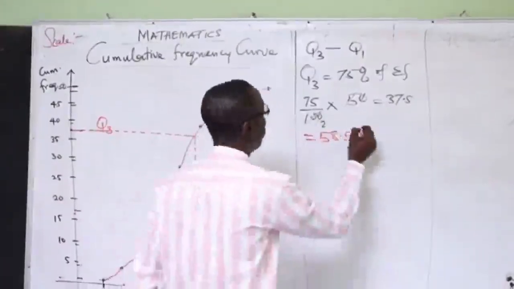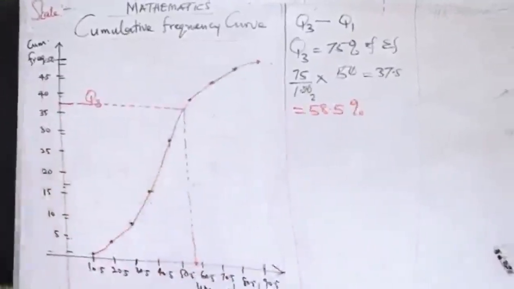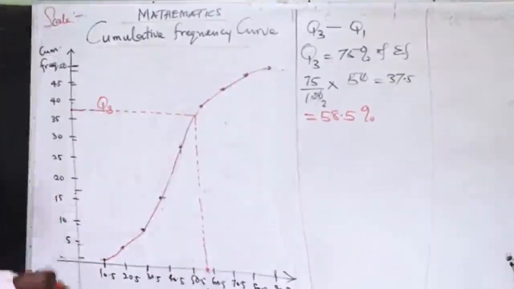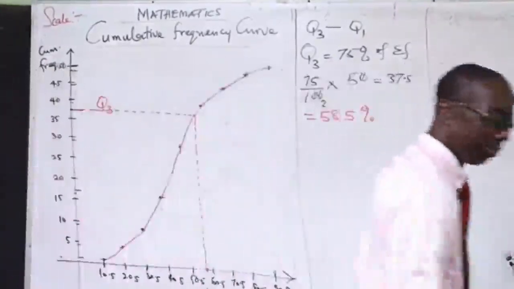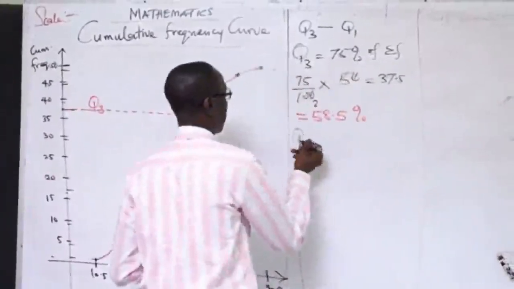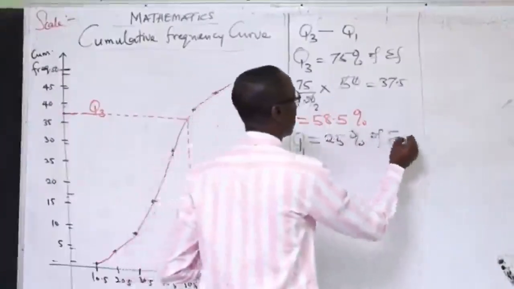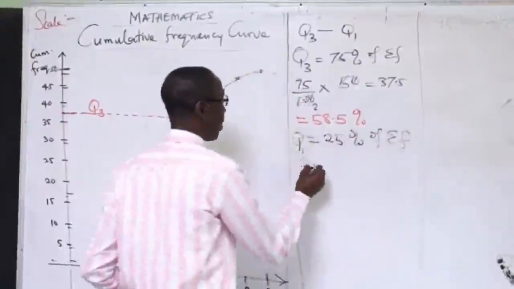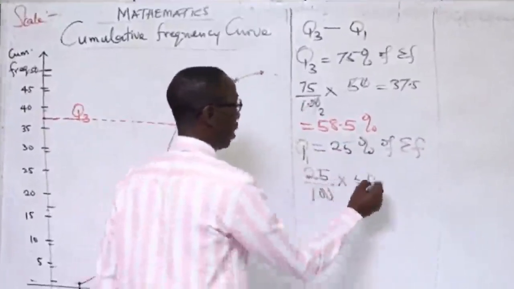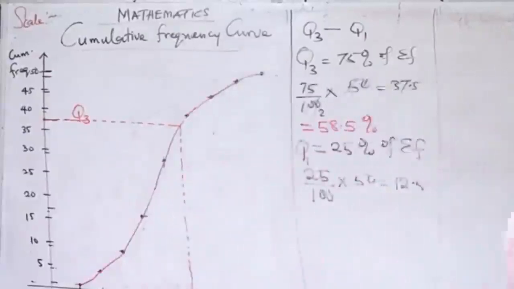58.5, it will be percent now, because the values that are here are values in percentage. Yes? Q1 will be 25% of summation F. That's 25 over 100 times 50. And that is 12.5. Yes or no?